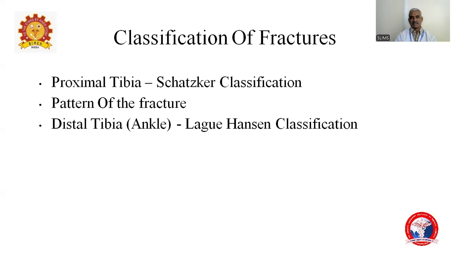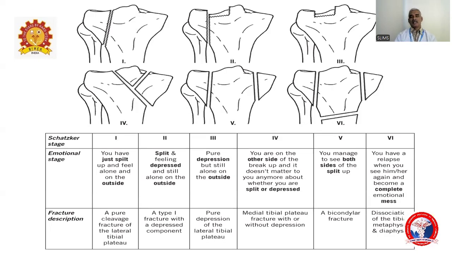Distal tibia, that is near the ankle and the plafond. Coming to the ankle fractures, we classify based on the Lauge-Hansen classification. Upper third, middle third, and the distal third. This is the proximal tibia, because of the tibial plateau fracture. You can see a diagram. There are 6 pictures of the tibial plateau and a line depicting the fracture line.